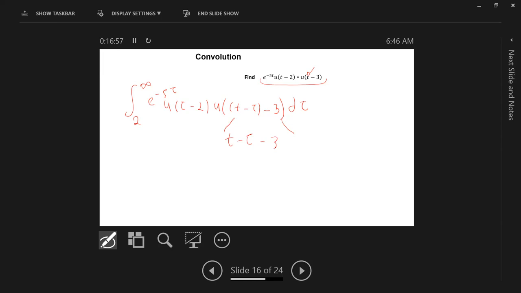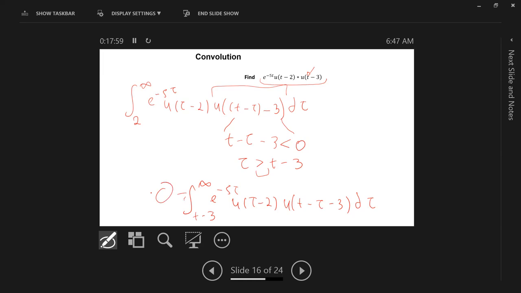All right, so when is this thing 0? When this is less than 0. So now you can just say when tau is greater than t minus 3. All I did was move the tau to the other side, and to move the tau to the other side, I flipped the inequality. So that tells me that the integral from t minus 3 to infinity of e^(-5τ) u(τ - 2) u(t - τ - 3) dτ is equal to 0, so I can change this limit to t minus 3.